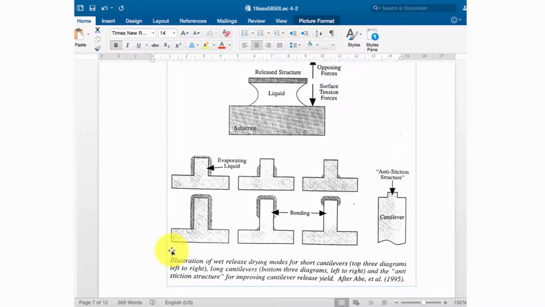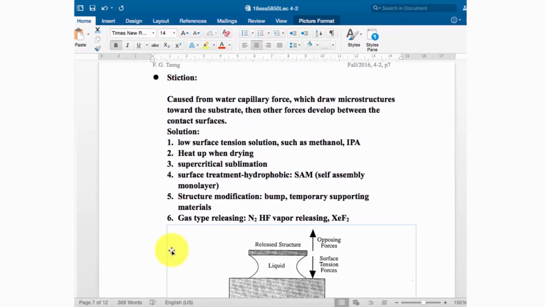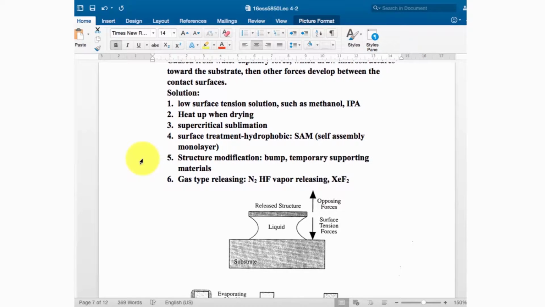But remember, this process is usually combined with a heating process, because at a higher temperature, for most of the solvents, like water and alcohol, the surface tension can also be reduced. So usually we combine 1 and 2, using a different solvent and combining it with heating up to evaporate the solution or the solvent as soon as possible. In that case, we can preserve a longer beam. But if you have an extremely long beam, 1 and 2 still cannot make it work.